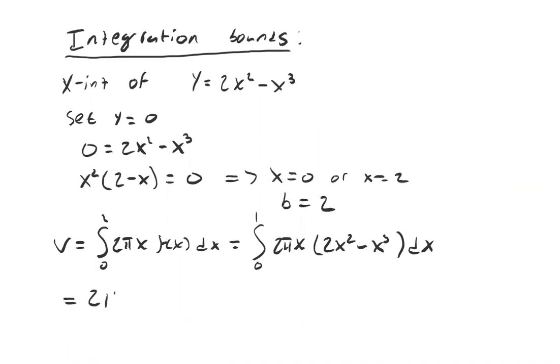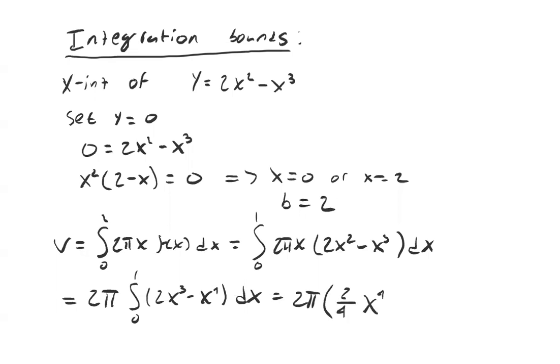I'm going to take the 2 pi out of the integral because it's a constant. I'm going to distribute the x into the parentheses there. I get 2x cubed minus x to the 4th dx. So this is 2 pi times the integral from 0 to, we can do this integral now. So just do the reverse power rule, get 2 over 4 x to the 4th minus 1/5 x to the 5th when I do that integral, evaluated from 0 to 1.